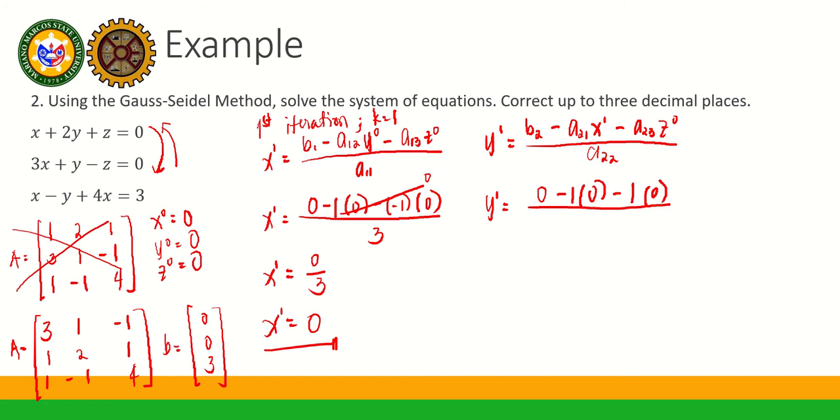Okay, so for this one, a22 is equal to 2. Of course, our numerator is equal to 0. So, our y raised to 1 is equal to 0 over 2, and y raised to 1 is equal to 0. So, let's proceed to z raised to 1.